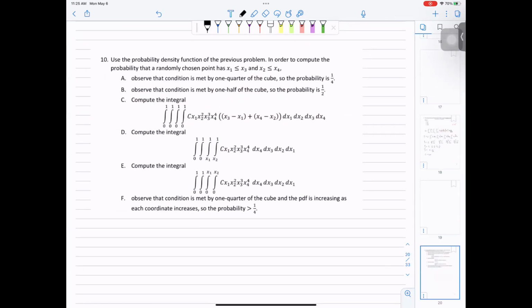10, use the probability density function in order to compute the probability that a chosen point has x1 less than x3 and x2 less than x4.